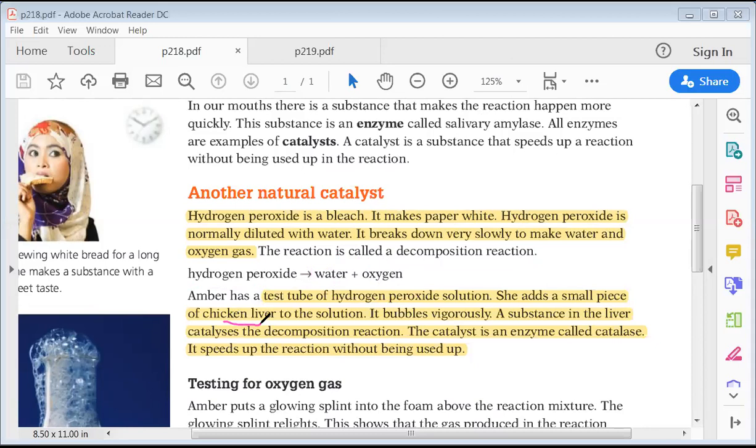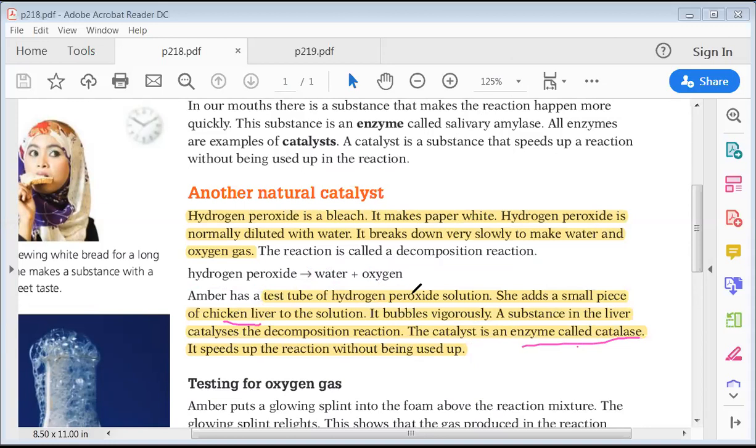Chicken liver has a substance inside it called catalase, which is a catalyst. This enzyme can make the reaction happen much faster, quickly. It speeds up the decomposition reaction. So this is another natural catalyst.